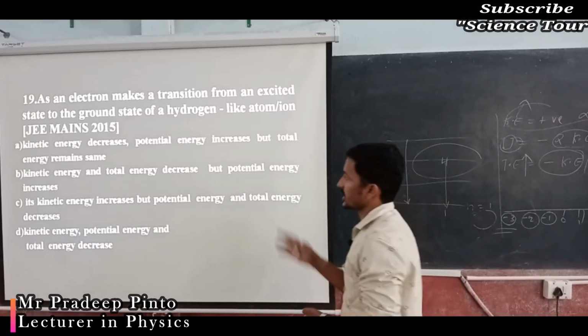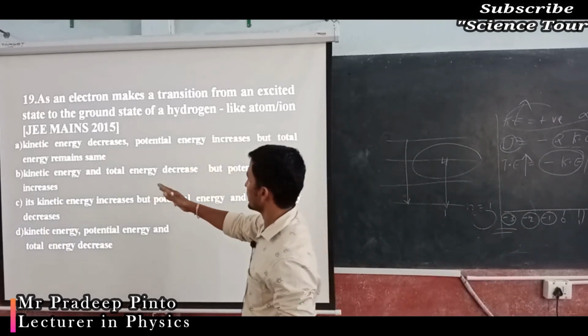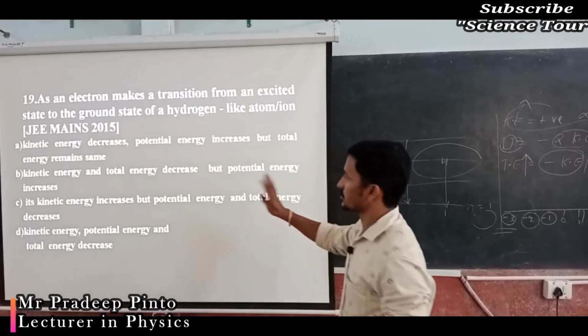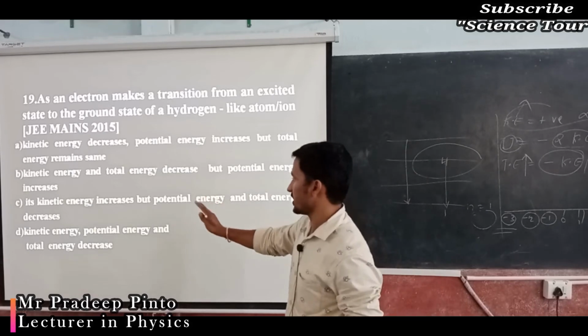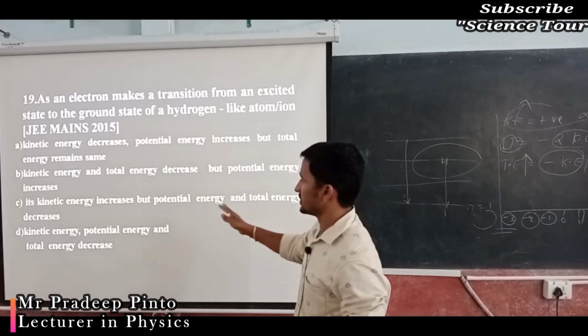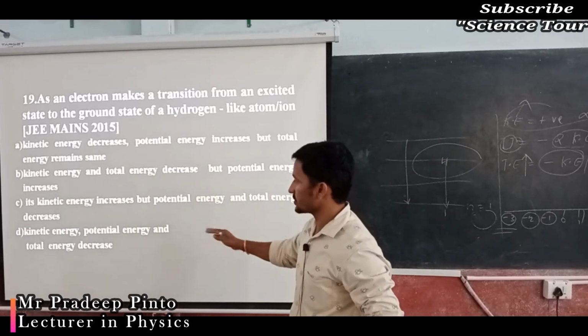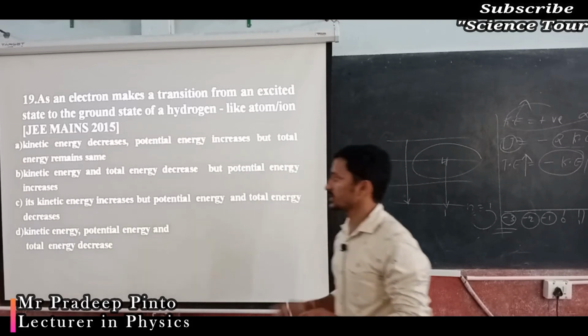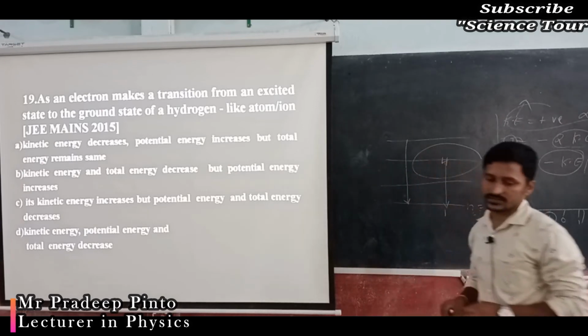So where is that option? Kinetic energy decreases, no. Kinetic energy and total energy decrease, no. Total energy is not, kinetic energy is not decreasing. Kinetic energy increases, right. But potential energy and the total energy decrease, right. Let's see the last option. Kinetic energy and the potential energy and the total energy decrease, no. The third option is the right option, that is nothing but kinetic energy increases.